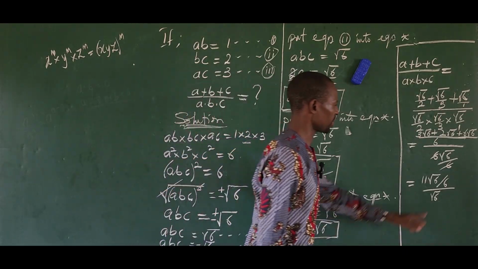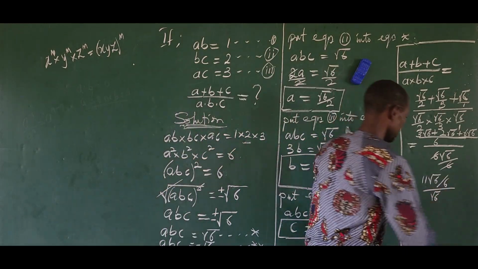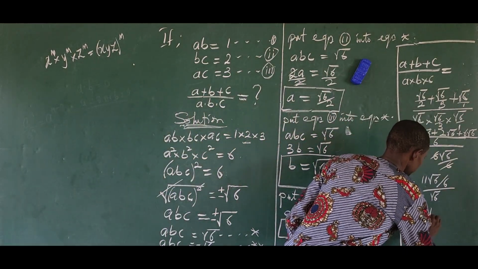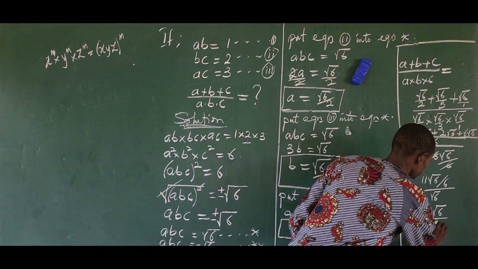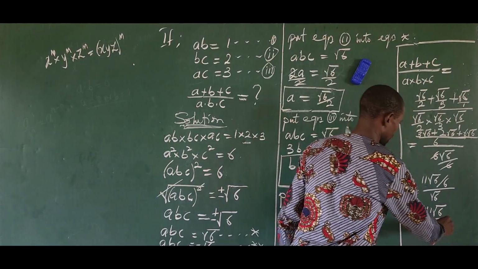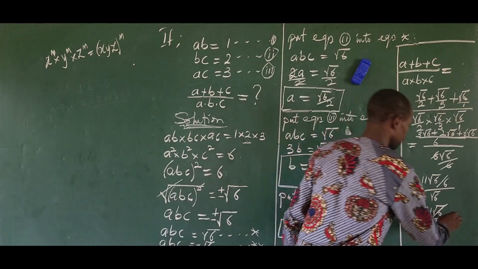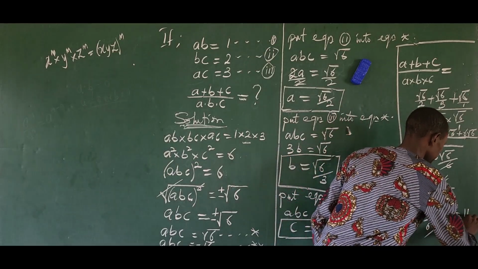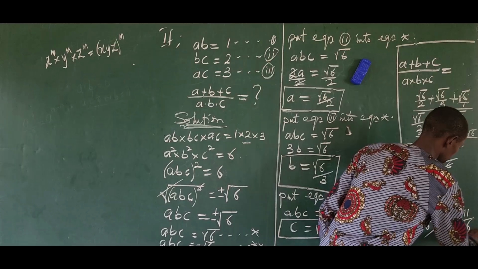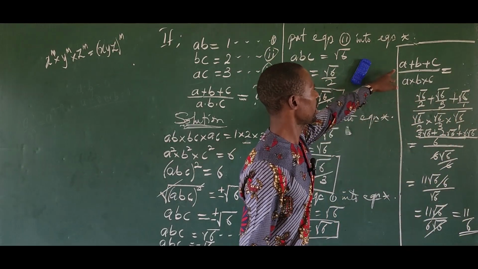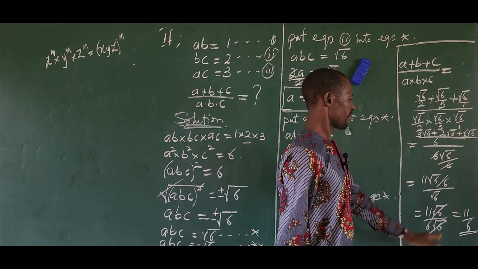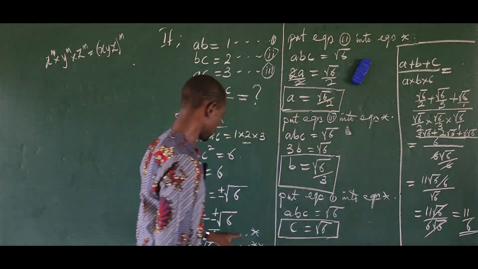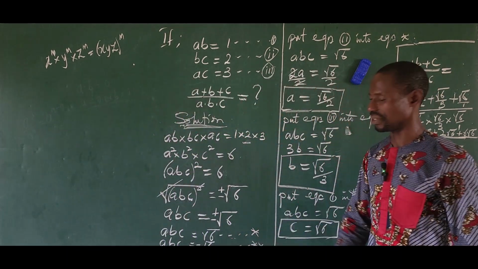Okay, now we can shift this down. So this is the same thing as 11 root 6 all over 6 root 6. So what happened? This root 6 will go with this root 6. So we now have this to be 11 all over 6. So that is the value of a plus b plus c all over a times b times c for the positive value.